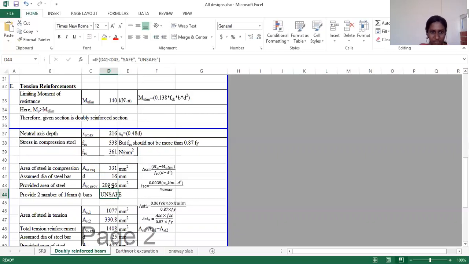So I can see it is 200. It is less than the Asc required. So what I will do is I will go and make it 2. So it is 401, which is greater than the Asc required. So this is safe. So you can provide 2 numbers of 16 mm dia bars in the compression zone.